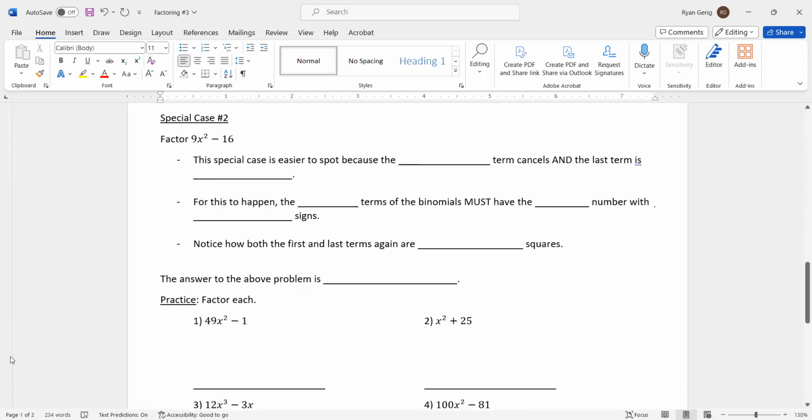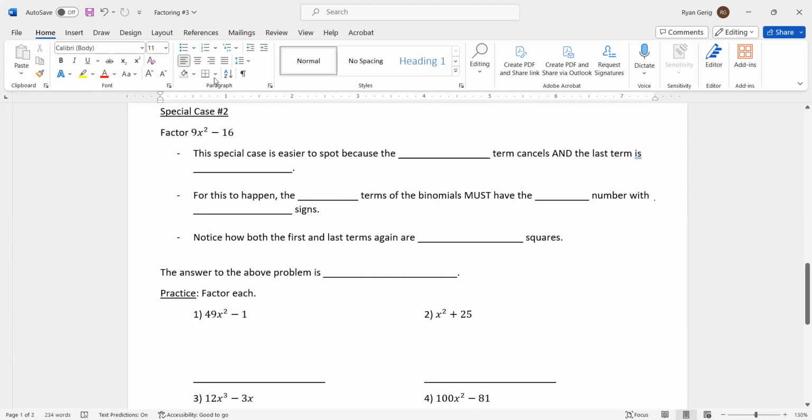Special case number 2, much easier to spot. Way easier to spot. So let's take a look at it. What's different about this one? The middle term cancels, right? 9x squared minus 16, there's no middle term. And the last term is negative. That's a big one that you want to see.